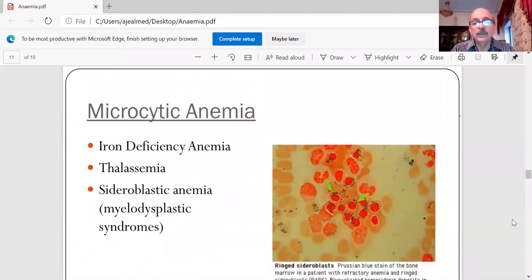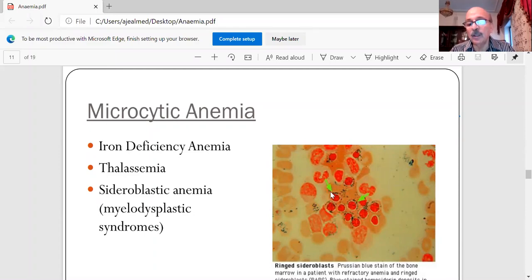This slide will show you the microcytic anemia, and this is the differential diagnosis of microcytic anemia. I did say earlier that iron deficiency is the commonest cause of microcytic anemia, but it is not the only cause. The second cause is thalassemia. Thalassemia is an inherited disease. It is common in the Middle East and in Africa. It's extremely rare among Europeans, okay? Sideroblastic anemia is another cause of microcytic anemia.